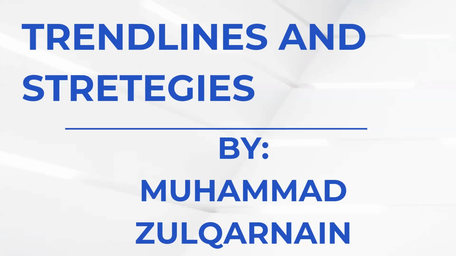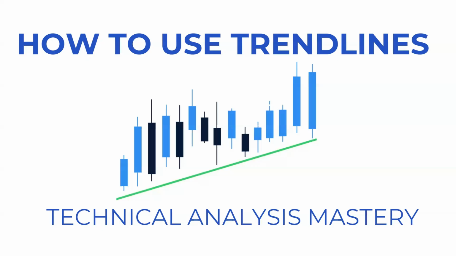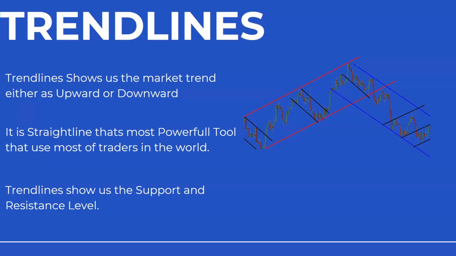Hello everyone, in this video we will look at what trend lines are, how to use them, and the strategies we use with them. So, what is a trend line? A trend line basically shows us the market trend, either in an upward direction or a downward direction.